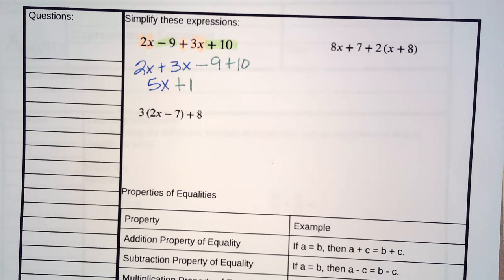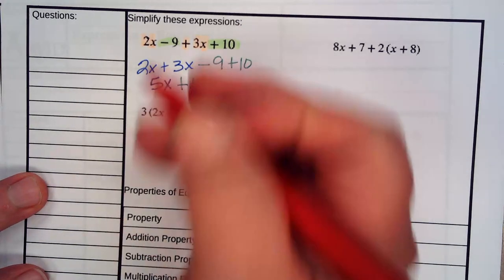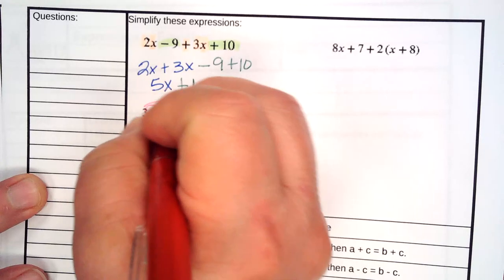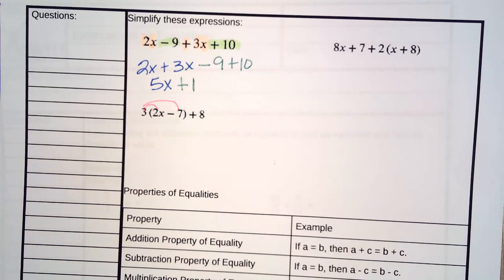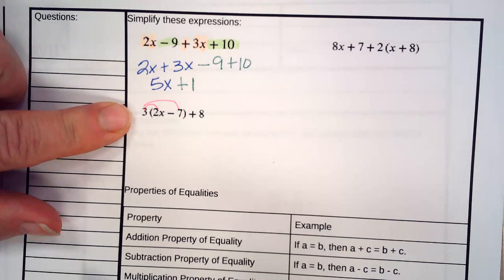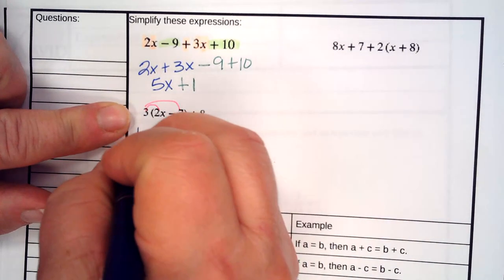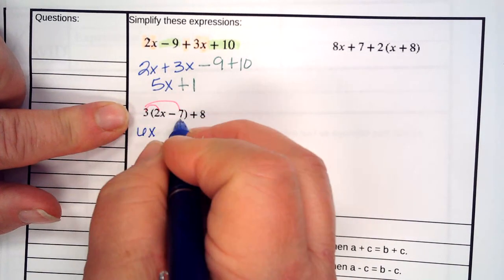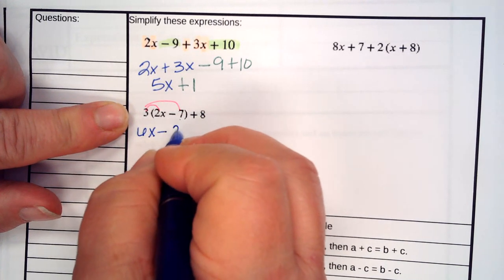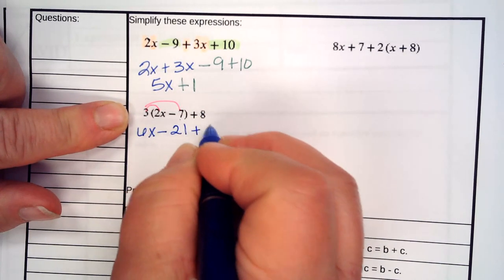What happens if we've got parentheses? Order of operations tells us that we deal with those parentheses first. In this case, we have to distribute. Before we can go any further, we have to distribute. So I end up with 3 times 2x is 6x. 3 times negative 7 is negative 21 plus 8.